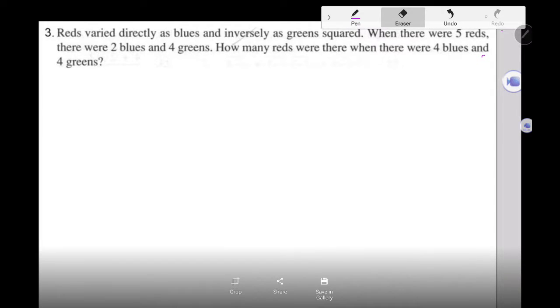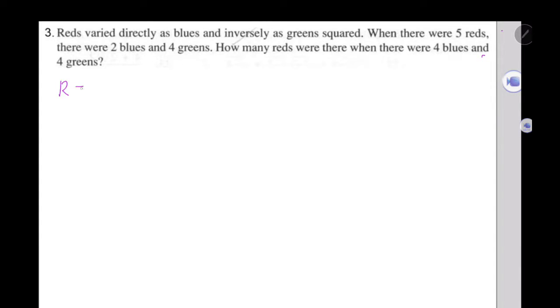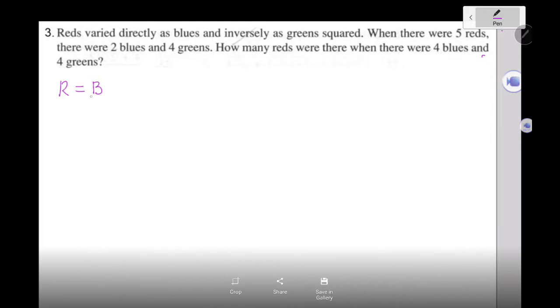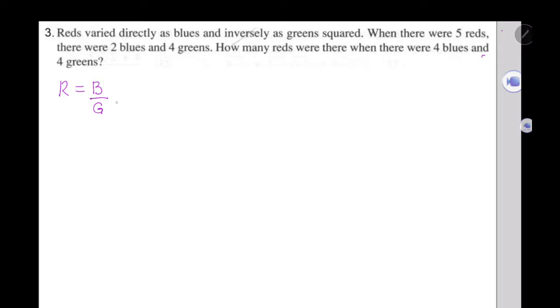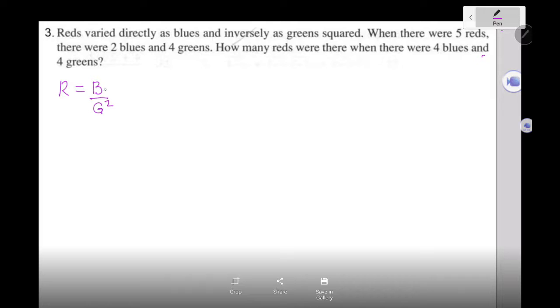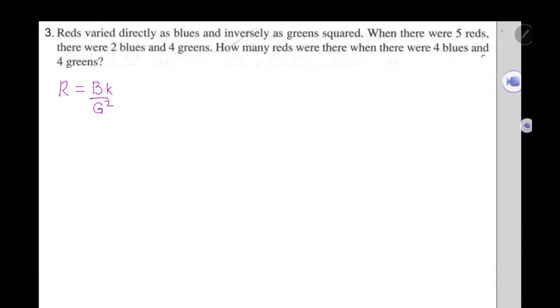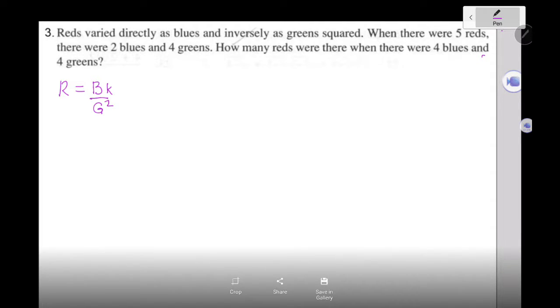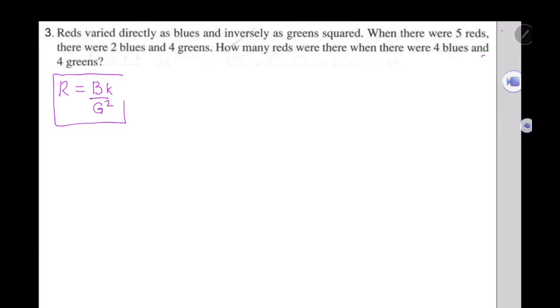So we're thinking about reds. I'm going to say reds vary directly as blues. So blues is right across there. And inversely, so that means I'm going to put greens on the bottom, and it says green squared. And I'm going to put this little k here because k is my constant, and it takes care of anything that I didn't know about. I'm gonna just have that k sitting there to clean up the situation. So that's my relationship, and I'm going to use that as my model.